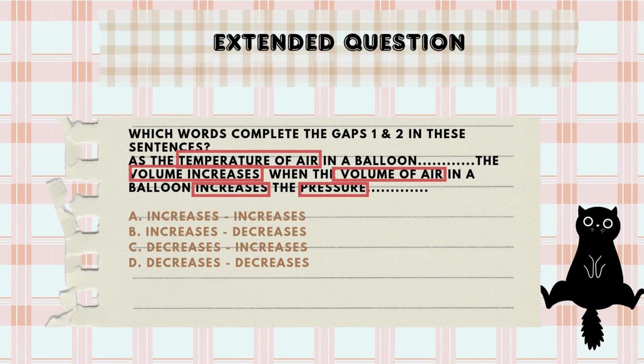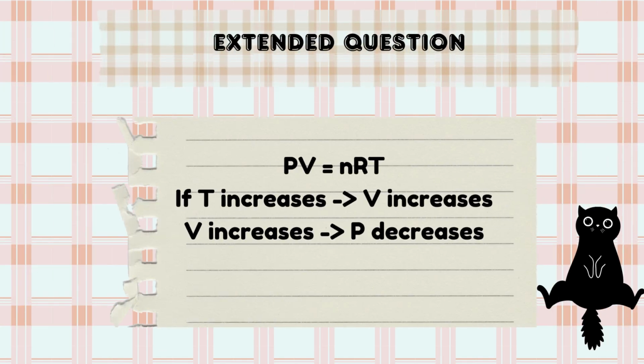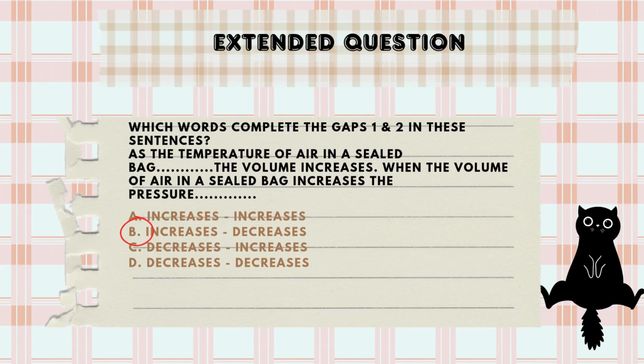We have another extended question. Complete the sentence. As the temperature of air in a sealed bag increases, the volume increases. When the volume of air in a sealed bag increases, the pressure decreases. We then use the equation for our gas, PV equals nRT. This means if temperature increases, volume also increases. And when volume increases, pressure decreases. So the right answer would be increases and decreases.